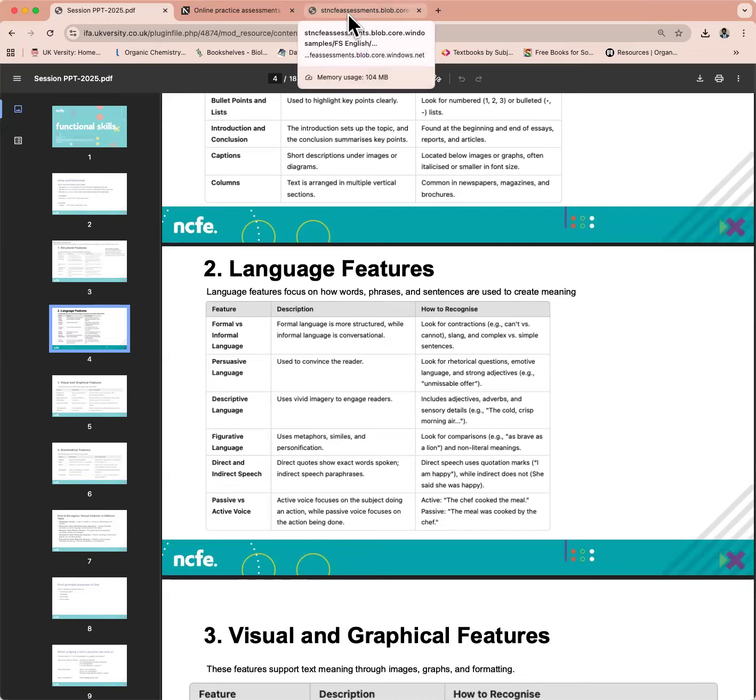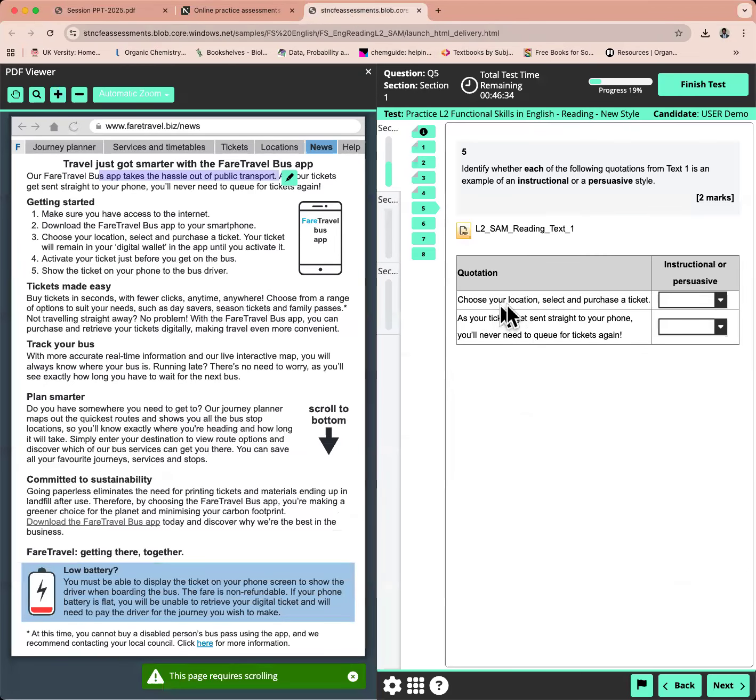Persuasive would be a situation where it gives you enough reasons that this is something which is right, you need to do this, you need to buy this because it has this benefit, that benefit. Or it will appeal to your emotions, to say this is something I need to buy, this is something I need to try. So choosing your location, select and purchase a ticket is basically persuasive. There are no instructions in this. It is highlighting the benefits, and that is where they are trying to persuade you to download the app.